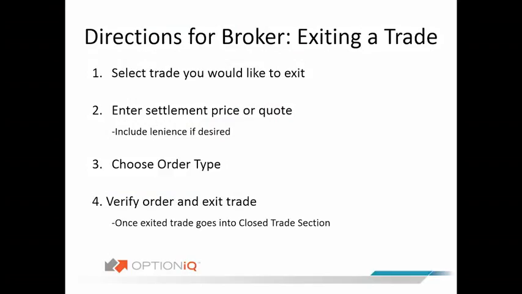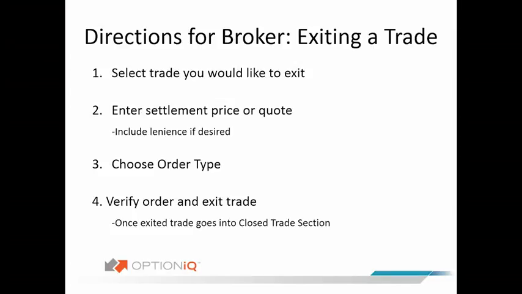Here are the steps, and as I go through them I'm going to show you how to do it on the actual software. Number one, we're going to find the trade that we would like to exit. Number two, we're going to either enter what's called the settlement price, which is that estimated price, and maybe throw in a little bit of lenience if we want, or we're going to get a live quote on exiting the trade.